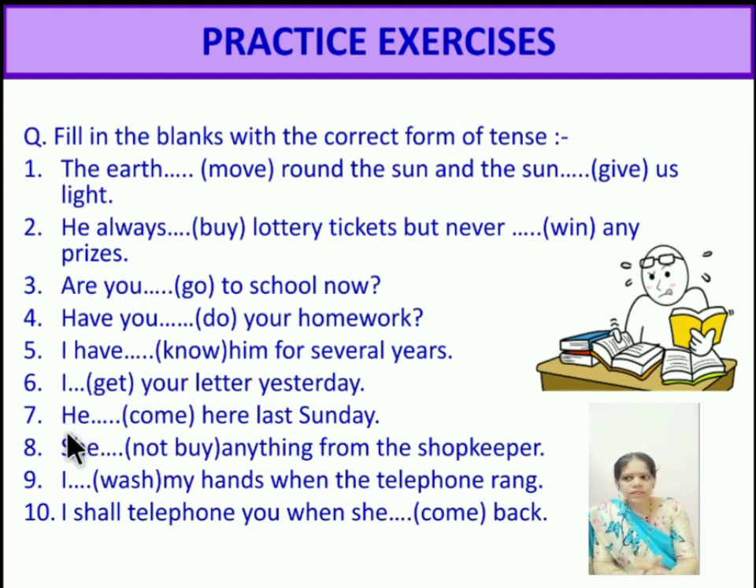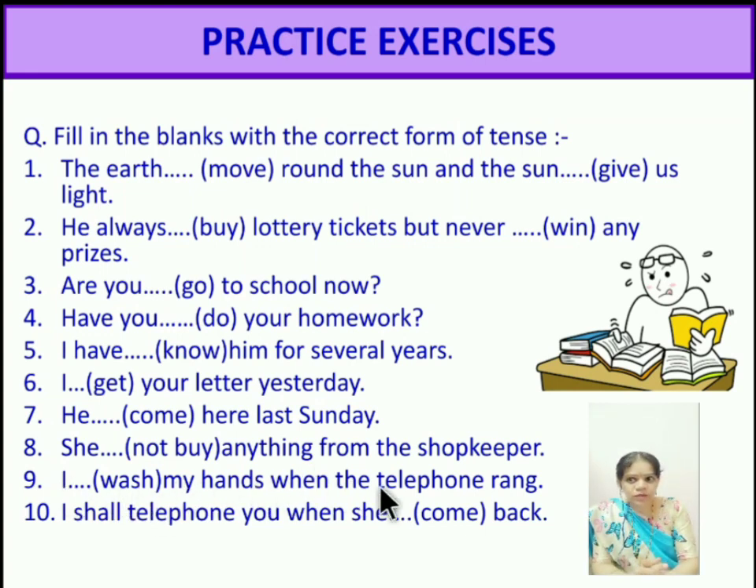Then seventh sentence, he come here last Sunday. No, he came here last Sunday, or he had come here last Sunday. Then eighth one, she not but anything from the shopkeeper. It should be buy, B-U-Y. She did not buy anything from the shopkeeper. Here we can use a contraction over here. She didn't buy anything from the shopkeeper. Both are correct.